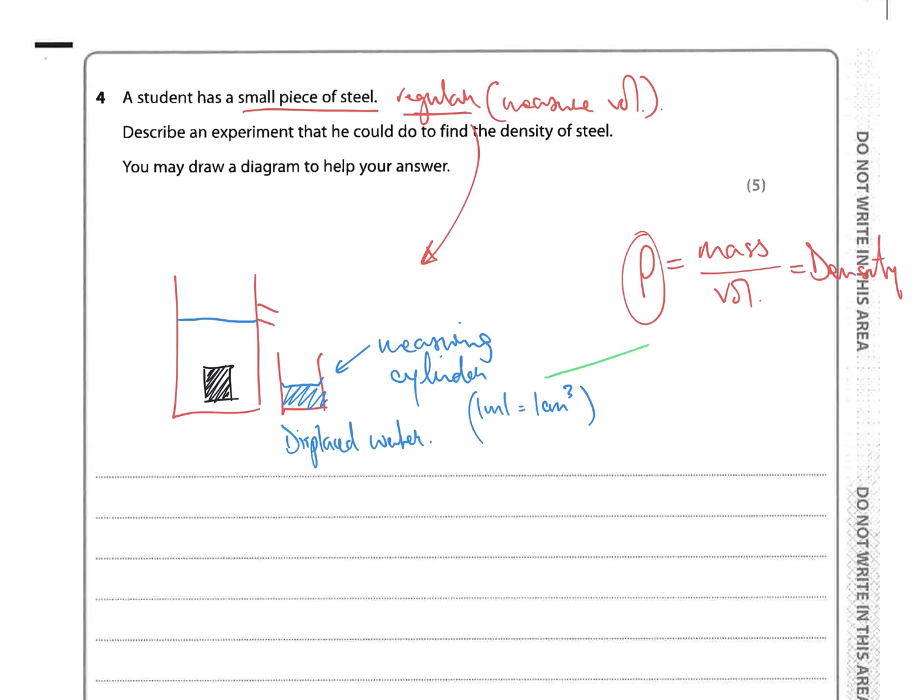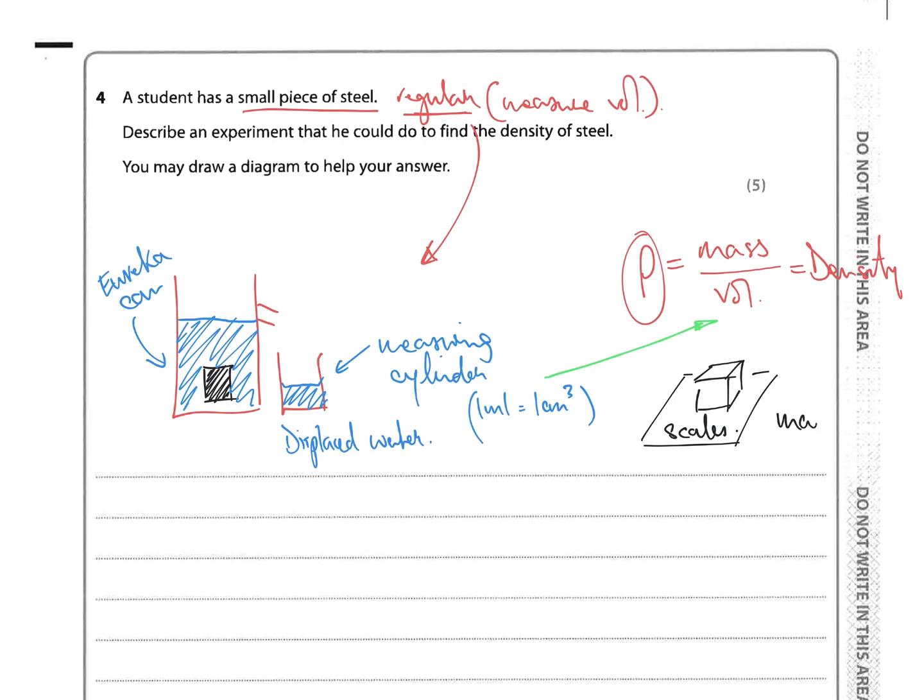Of course, I mentioned that if it was regular shaped, you could measure it, but this is the fail-safe way of doing it. This is using the Eureka can. Just write in what this is, the Eureka can. And then you're going to measure with scales the mass, or, well, technically the weight, but you're going to interpret that as the mass of the object. So some scales, and that's going to give you the mass, hopefully in kilograms.